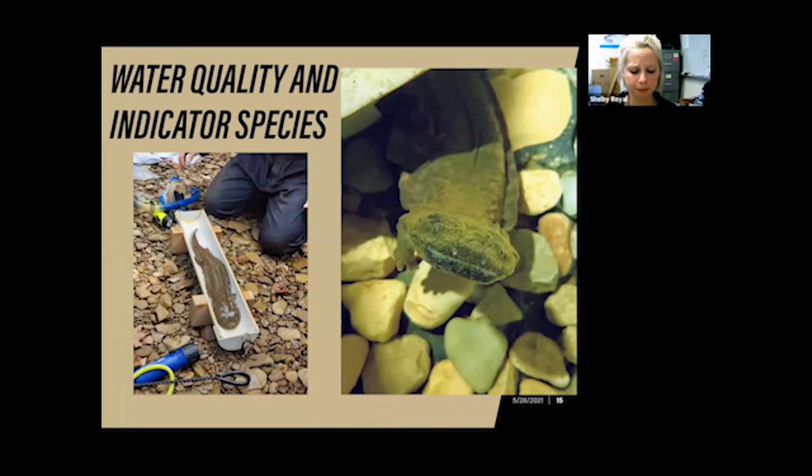Now, as I said before, indicator species are going to tell us what is considered a good or a bad habitat.